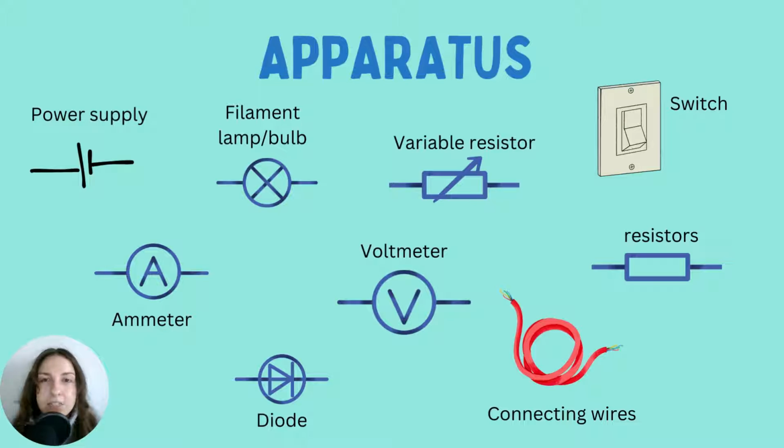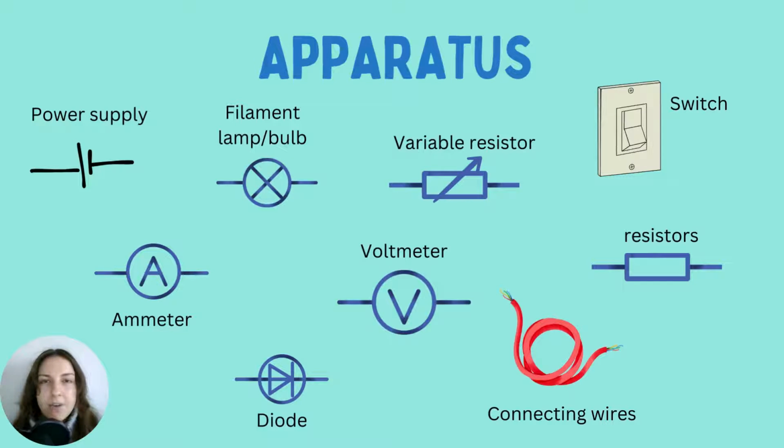I would recommend at least two resistors because when you do set up your circuit using the diode, you will need an extra resistor just to help with the amount of current that's flowing through. I'll explain later on in the video, but just make sure you have at least two resistors.